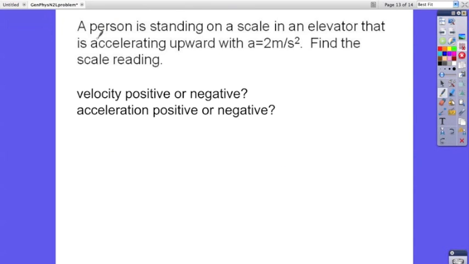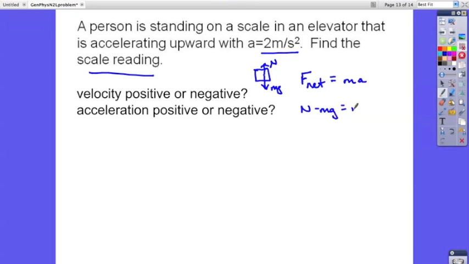So let's work a problem. A person is standing on a scale on an elevator that is accelerating upward at 2 meters per second squared. Find the scale reading. Okay, I'm going to do it right and not skip any steps. F net equals ma. This is the person on the elevator. They have weight. They have a normal force. So the normal force minus their weight equals ma. All I've done is filled in the forces for F net. And we want to know the scale reading, so we want the normal force. Normal force equals mg plus ma.